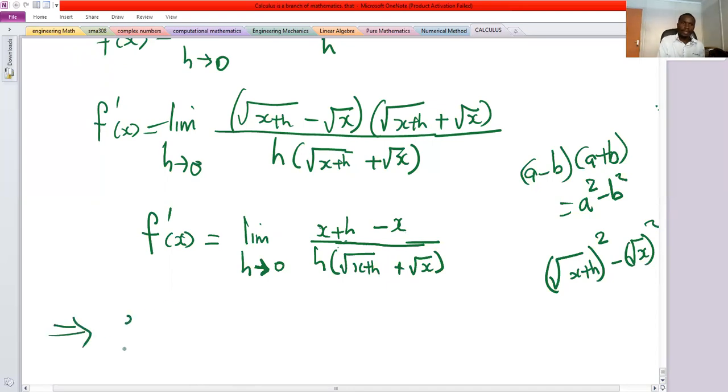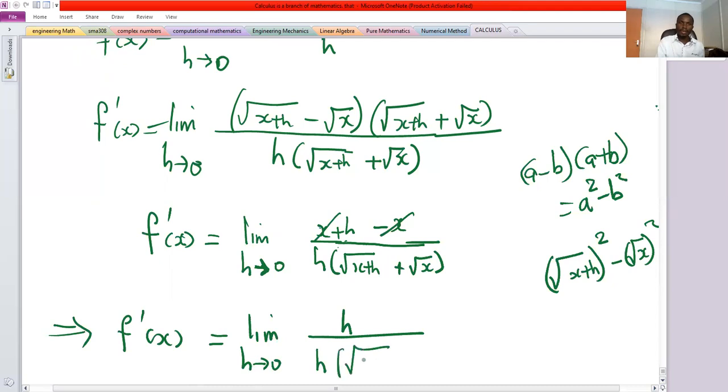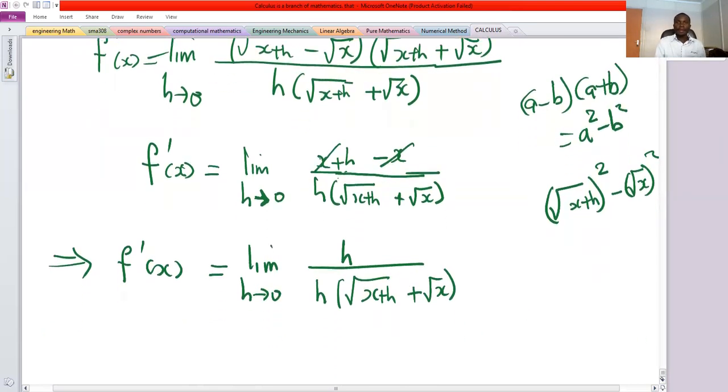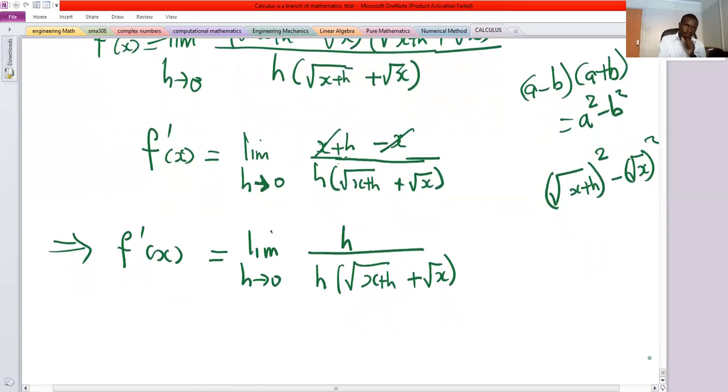So this implies f prime of x will be equal to limit as h approaches 0. Now x and minus x cancel out, so we have h over h times root of x plus h plus root x. And then h and h cancel out.